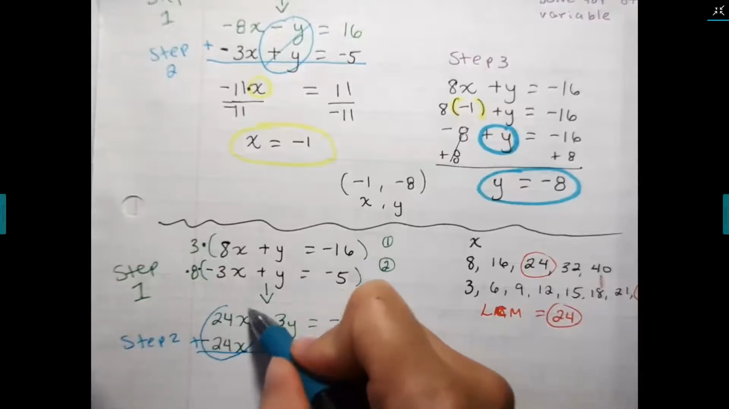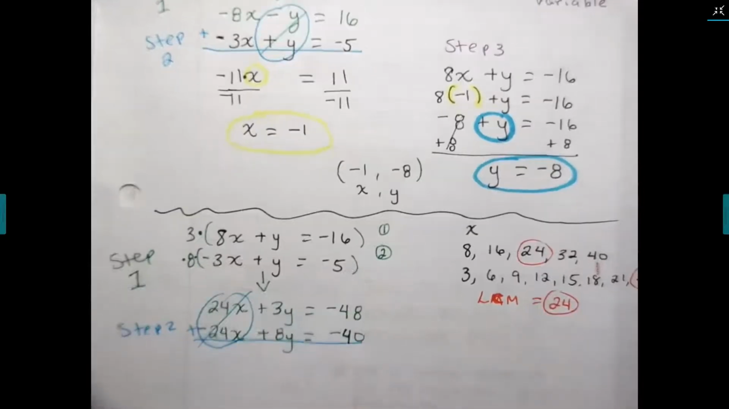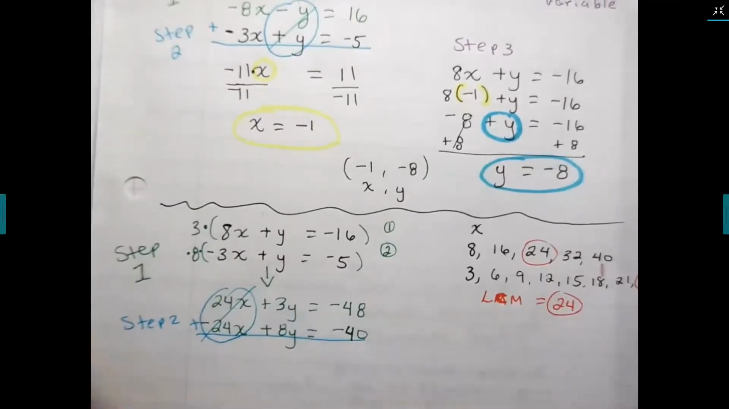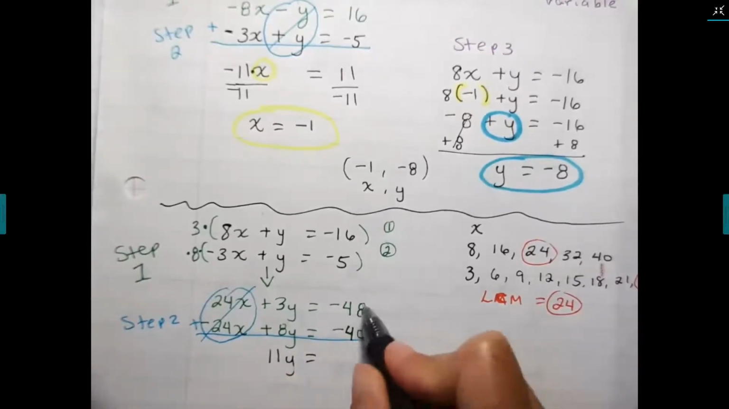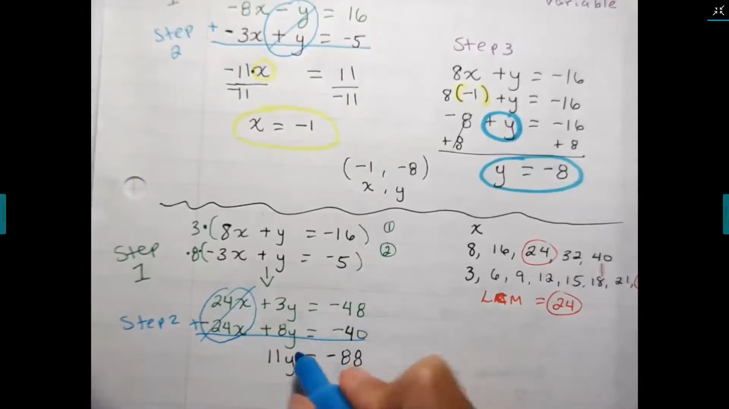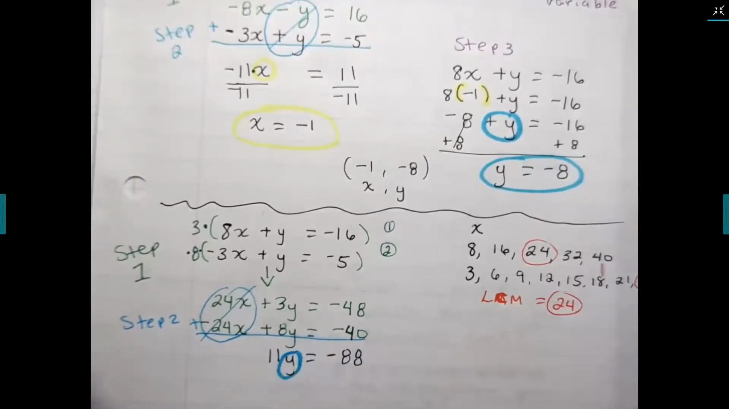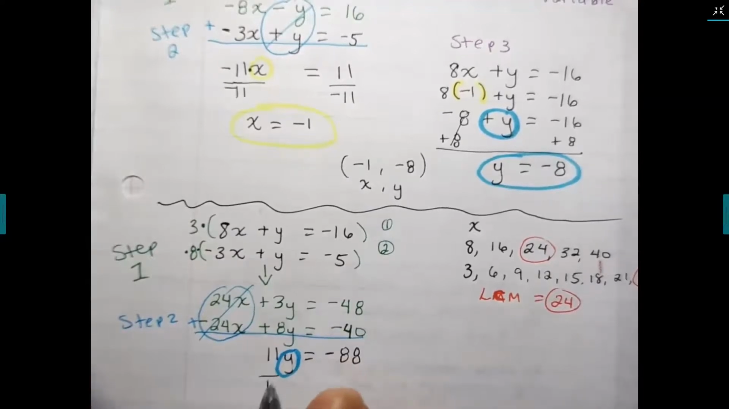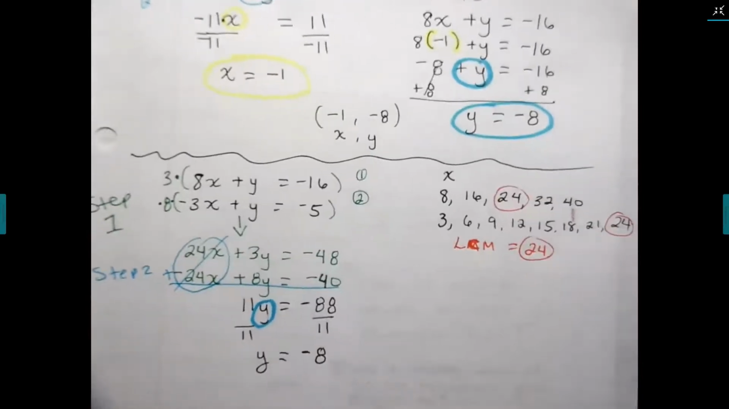24x plus a -24x, that's my 0 pair. So that cancels out, leaving me with 11y equals negative 48 plus a negative 40. That's going to be negative 88. Okay, and solving for y, right? That's my target. I got to get rid of that 11, which is being multiplied, so I'm going to divide by 11 on both sides, which means y equals negative 8. There we go.